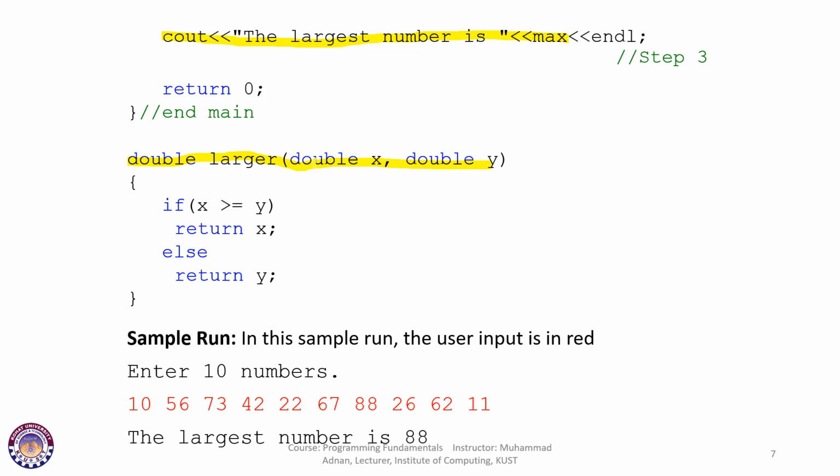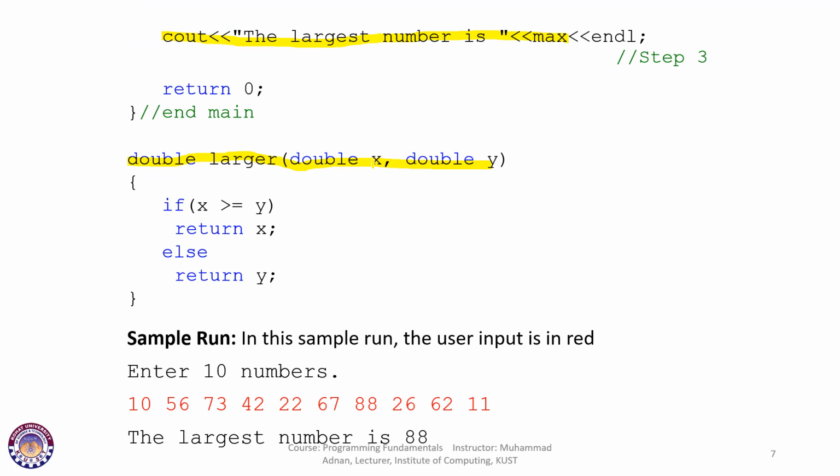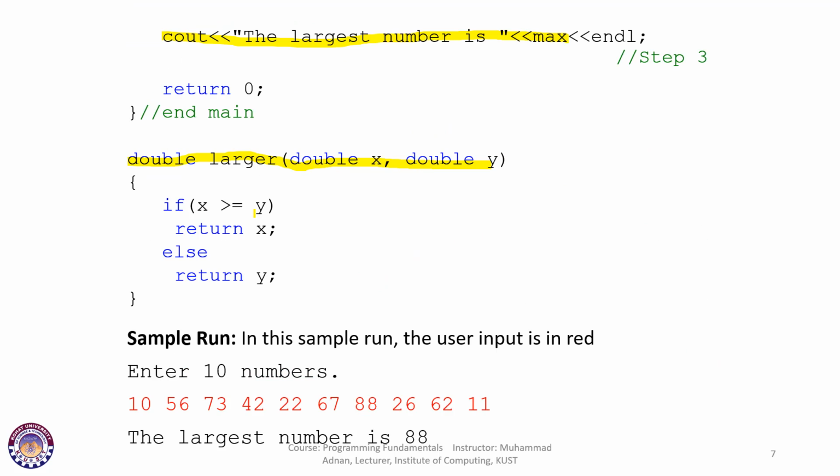So this is larger. These two, x and y, will store the values of max and num. So the value stored in max is stored in x, whereas the value stored in num is stored in y. So if x is greater than or equal to y, what does that mean? It means that max is greater, so we return x, else we return y. So this is the main logic where we are deciding which of these two numbers is greater.